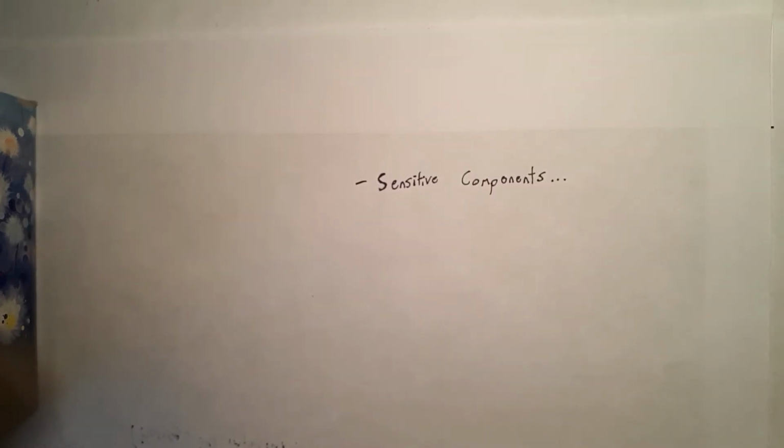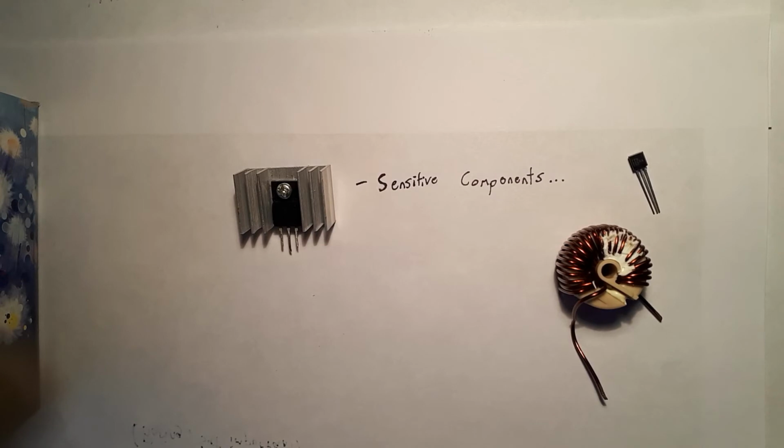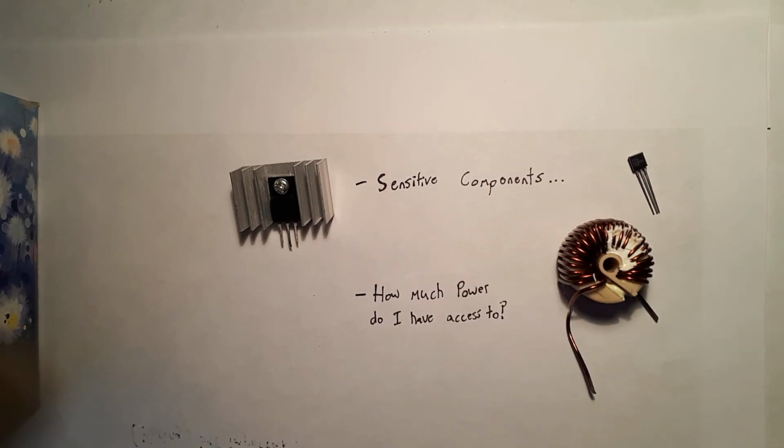We might care because sensitive components like transistors, MOSFETs, and inductors all have sensitive voltages and currents. So whenever we want to use them in our circuits, we have to be wary of how much current and how much voltage is getting to each of them. How much power do I have access to? Will I blow the fuses in my house or the breakers? How much power does that battery I'm using to control this robot have?